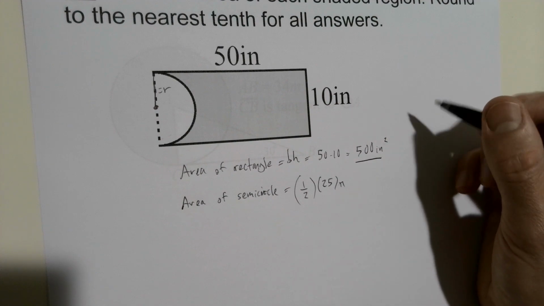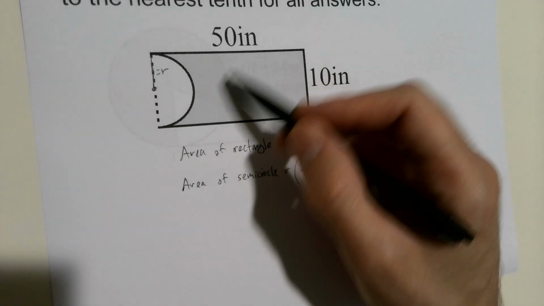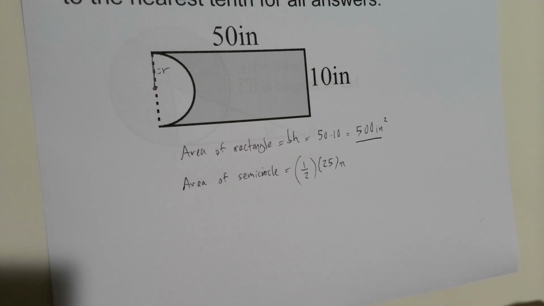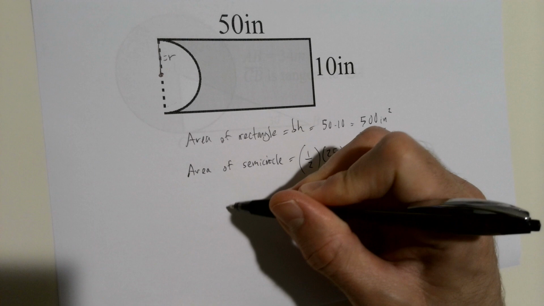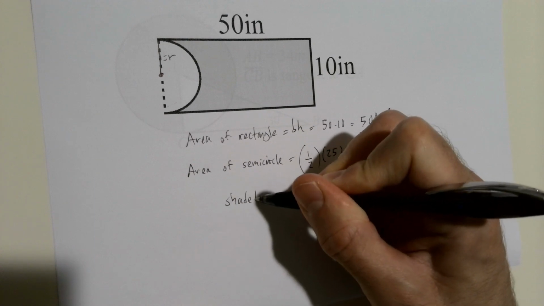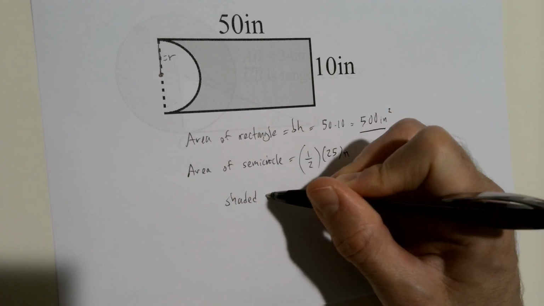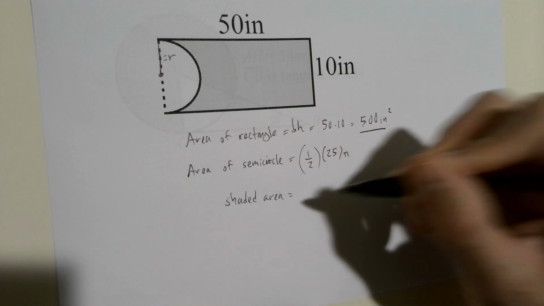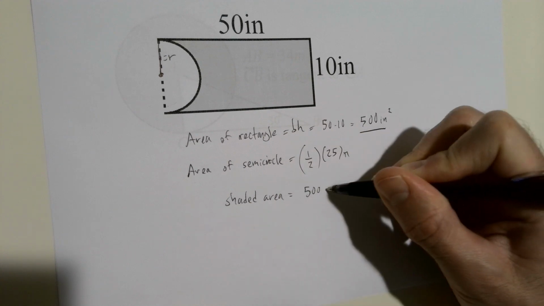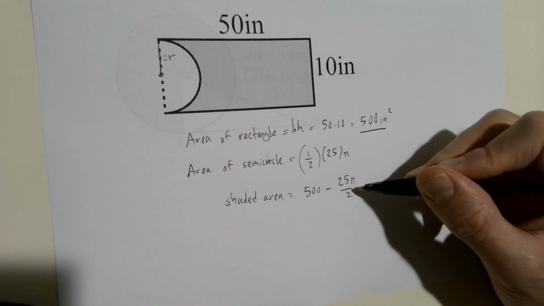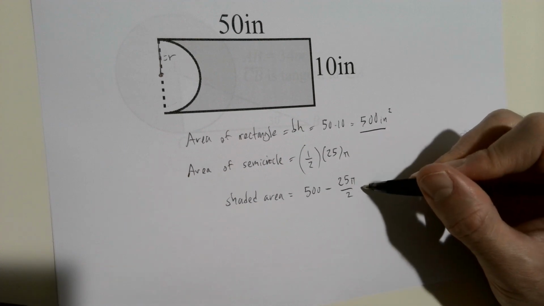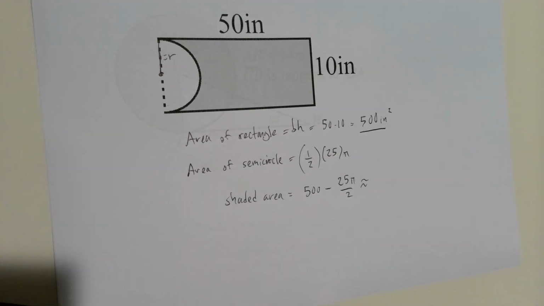And so to find this one shaded area to the nearest tenth, we want to wait till the very end to round off. And so in your calculator, you want to type all this in at once. So shaded area is going to be 500 minus 25 pi over 2. If you want to say 12.5 pi, that's the same thing. And then we'll type all that into the calculator.